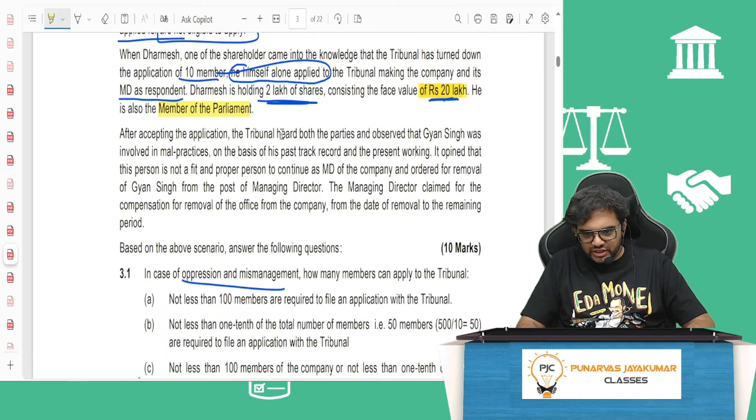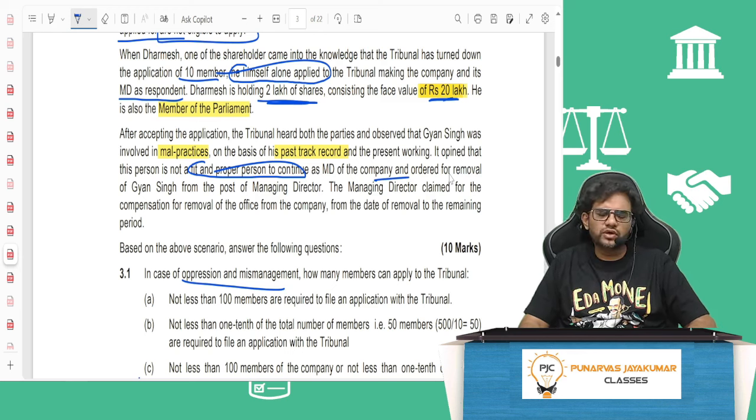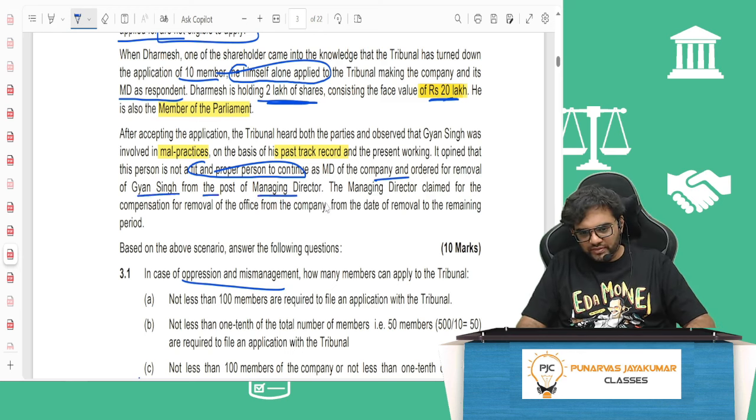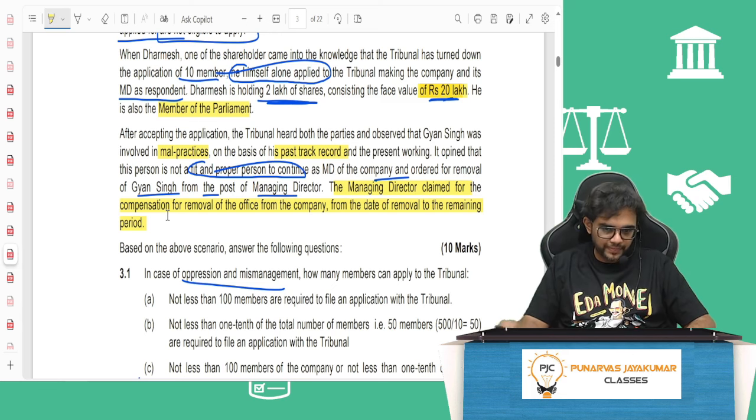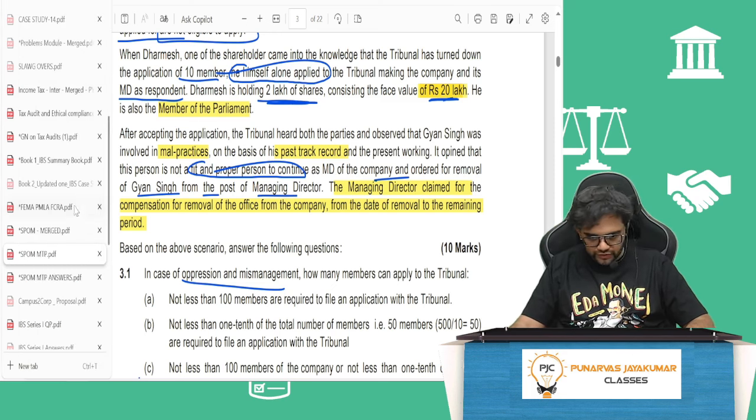After accepting the application, the tribunal heard both the parties and observed that Gyan Singh was involved in malpractices. On the basis of his past track record and present working, it opined that the person is not a fit and proper person to continue as MD, and ordered the removal of Gyan Singh from the post of MD. The MD claimed compensation. Stupid fellow asking for compensation. Bro, sir, you removed me, please give me compensation, sir. Money. Yes or no? You will get compensation for bringing down the company. Good question, very good question.